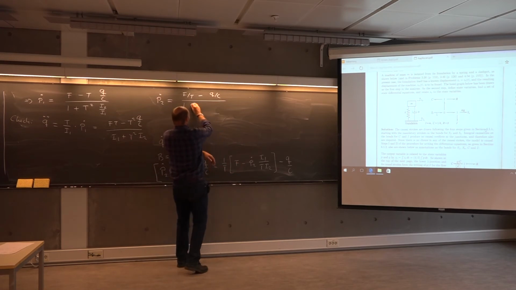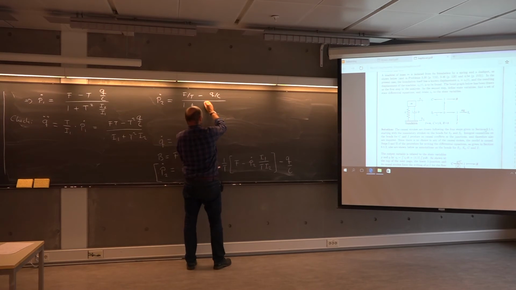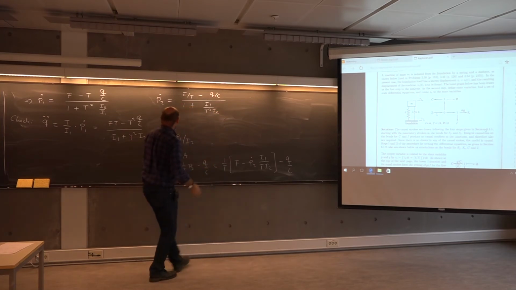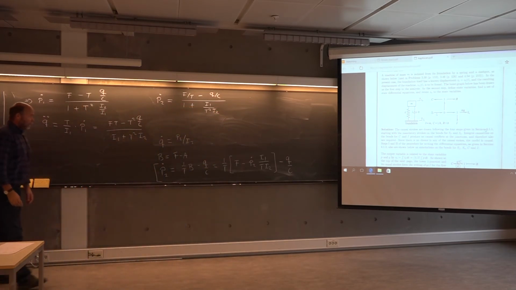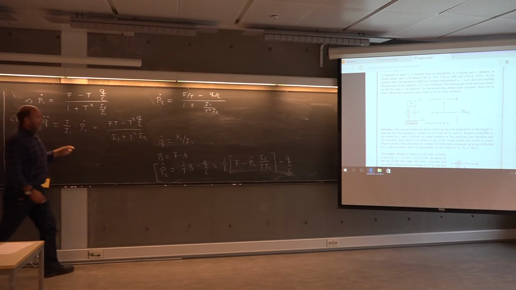Plus, and then I1 over T square I2. There we have it. Now for the check, we should get the same. Okay.